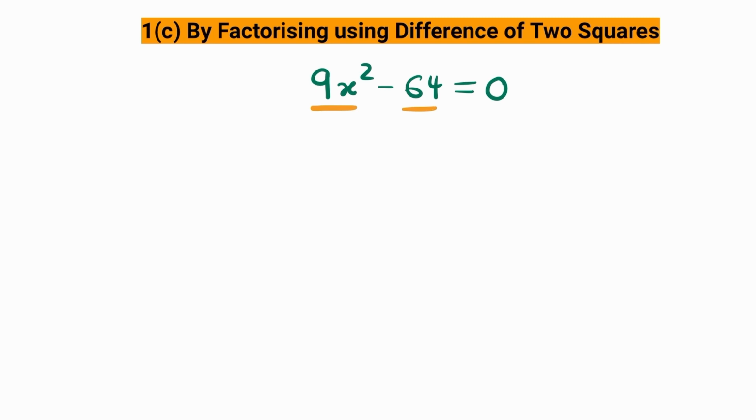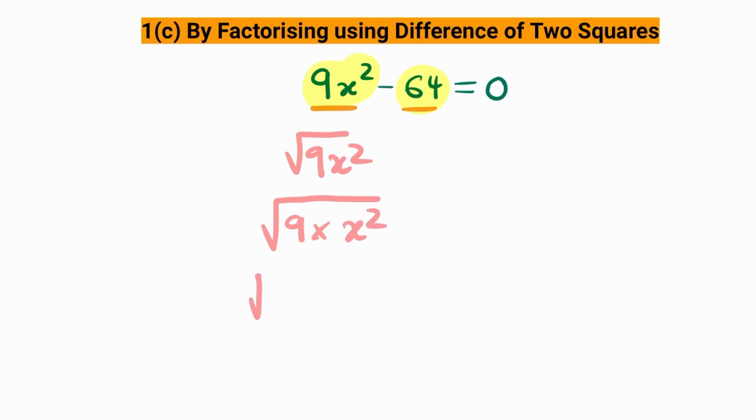In order to apply this method, what we have to do is take square roots of each individual term, 9x squared and 64. If we take the square root of 9x squared, it is also equal to the square root of 9 times x squared. Now we can separate this whole square root into two square roots: square root of 9 multiplied by square root of x squared, which is the same thing.